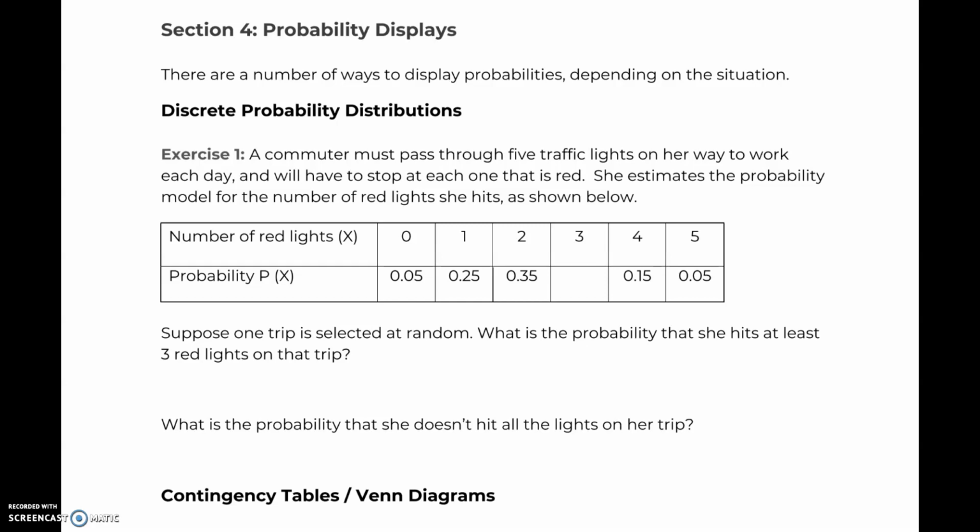In this video, we'll be looking at probability displays. In particular, how can we make a discrete probability distribution and what makes it a probability distribution. So there's a couple requirements.